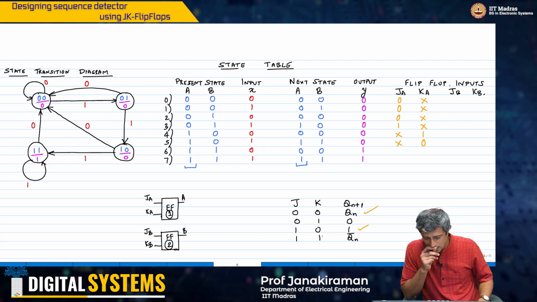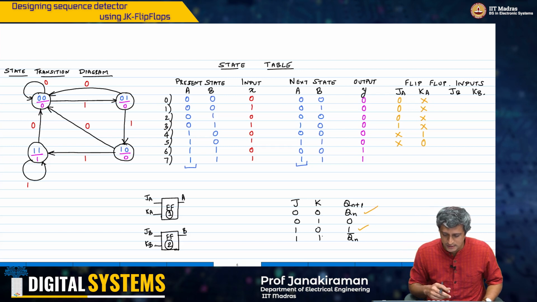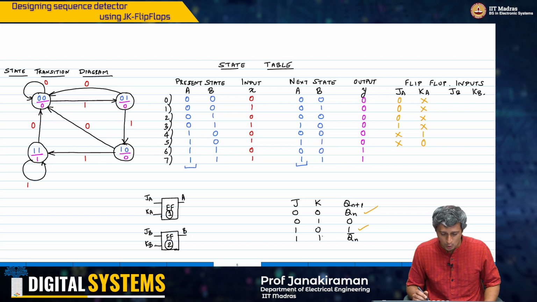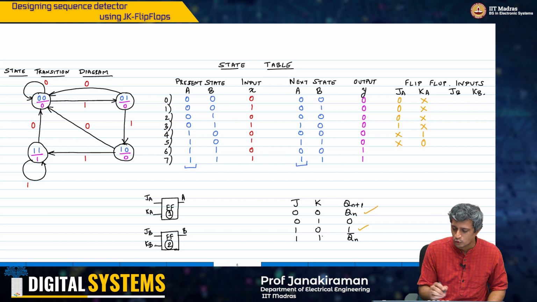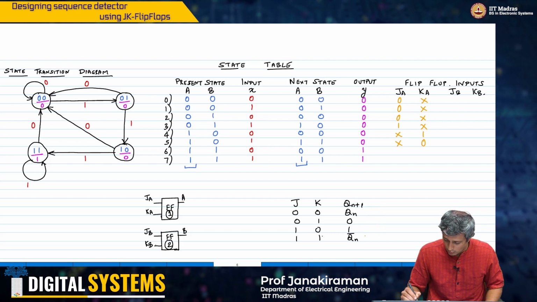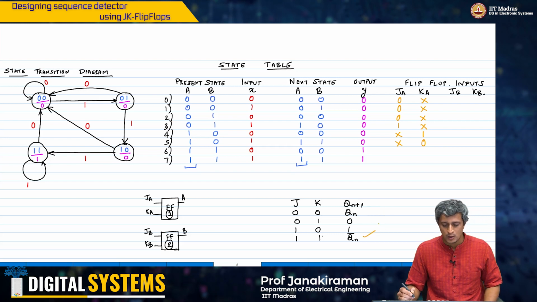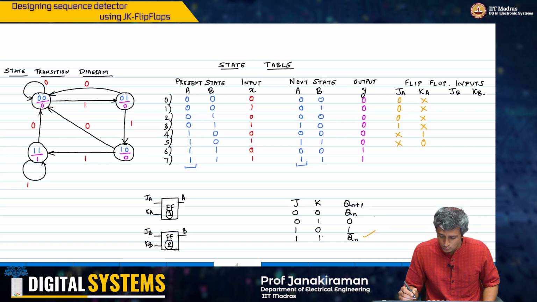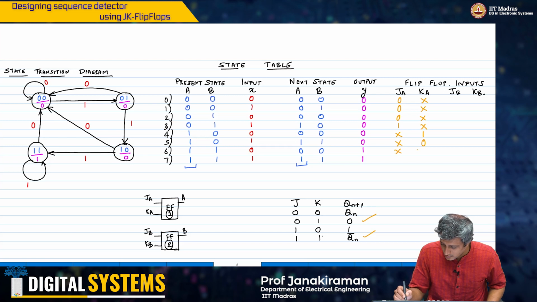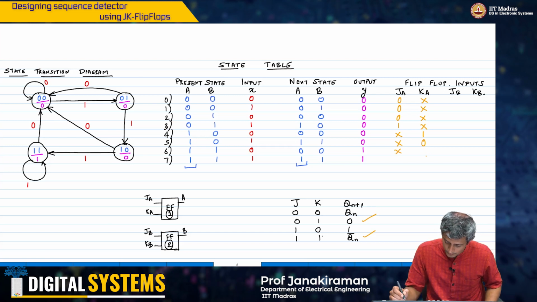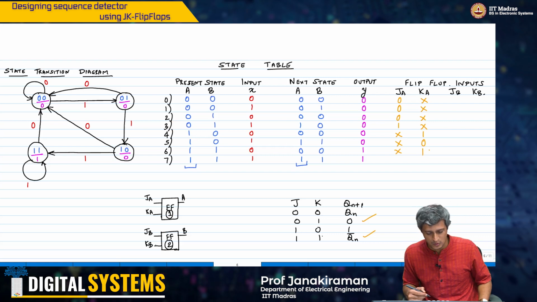And likewise, if you look at row 6, present state is 1, next state is 0. So, you are going to have to toggle the bit, or you have to reset it again. So, therefore, K will be 1, J can be anything.